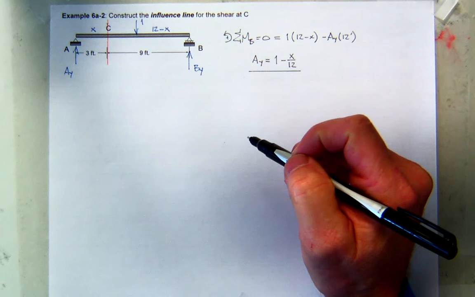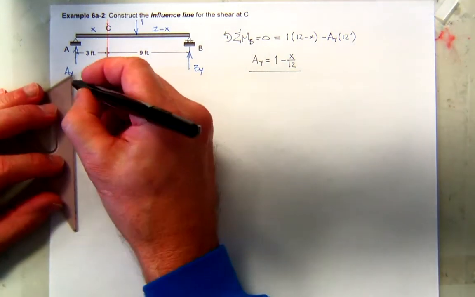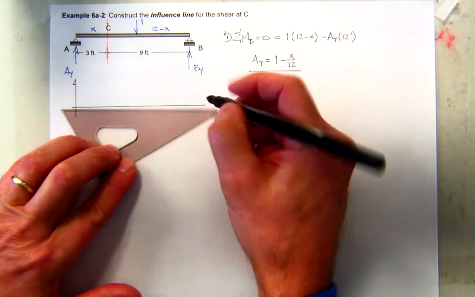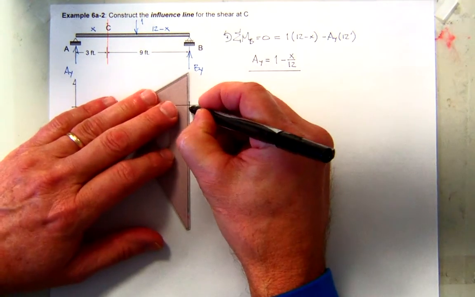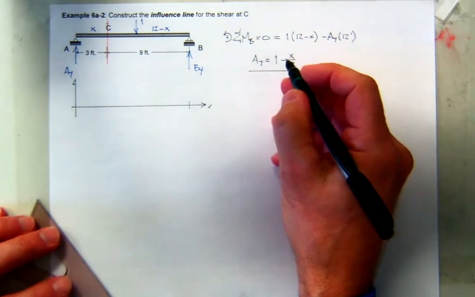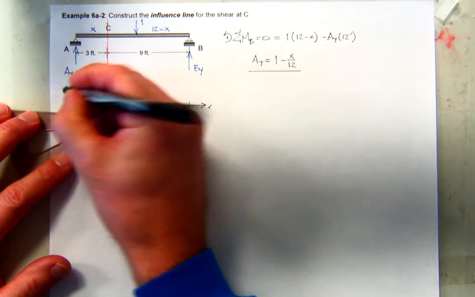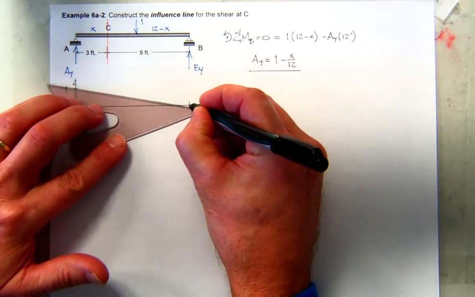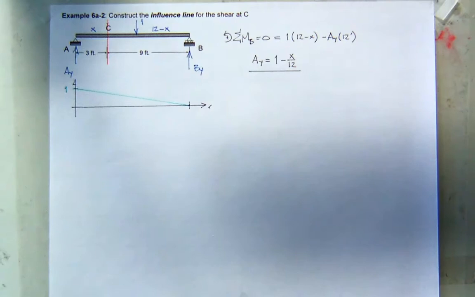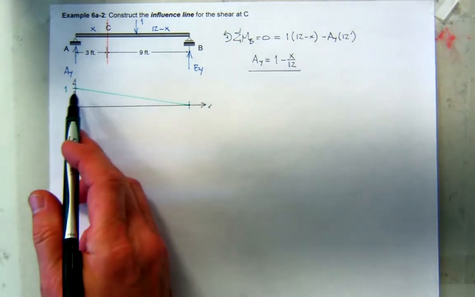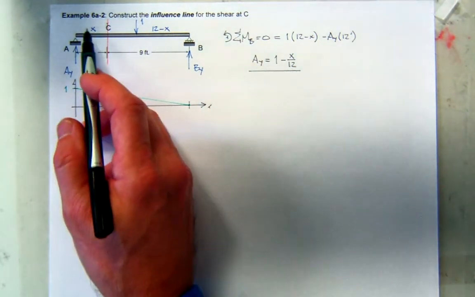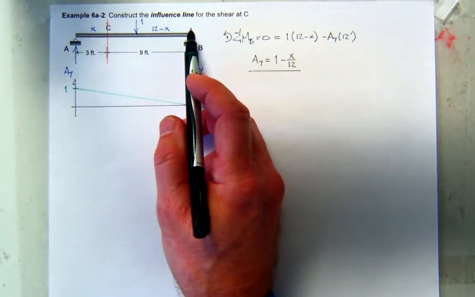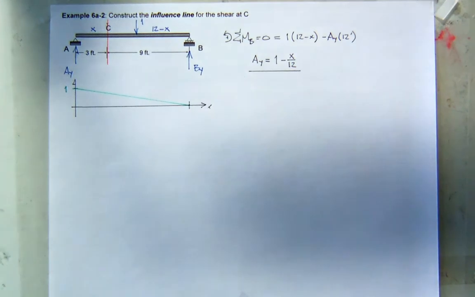Everybody see that? I can plot that. Maybe I should, just for you to see it. So let's plot that. At x equals 0, you get 1. And at x equals 12, you get 0. There's the influence line for AY. So you can see that when the unit load is at A, that creates the biggest reaction. And as it moves away, all the way to B, it has no reaction.